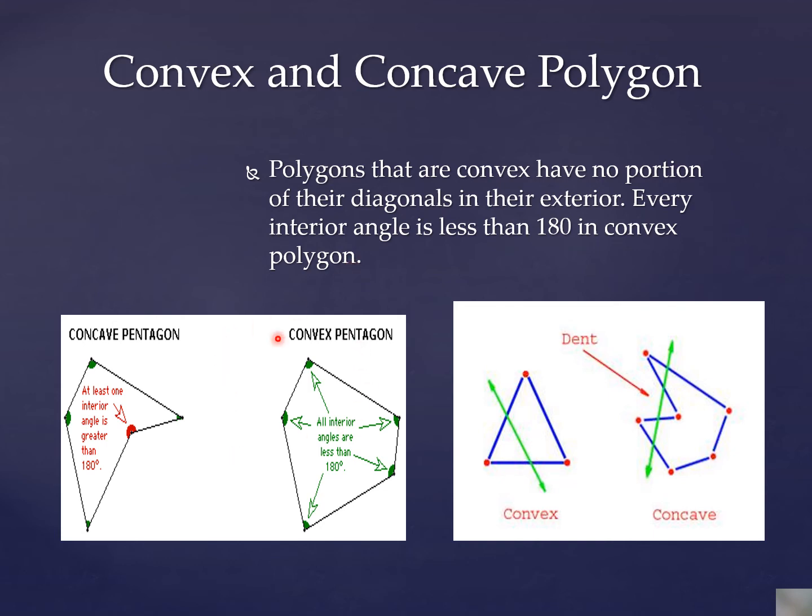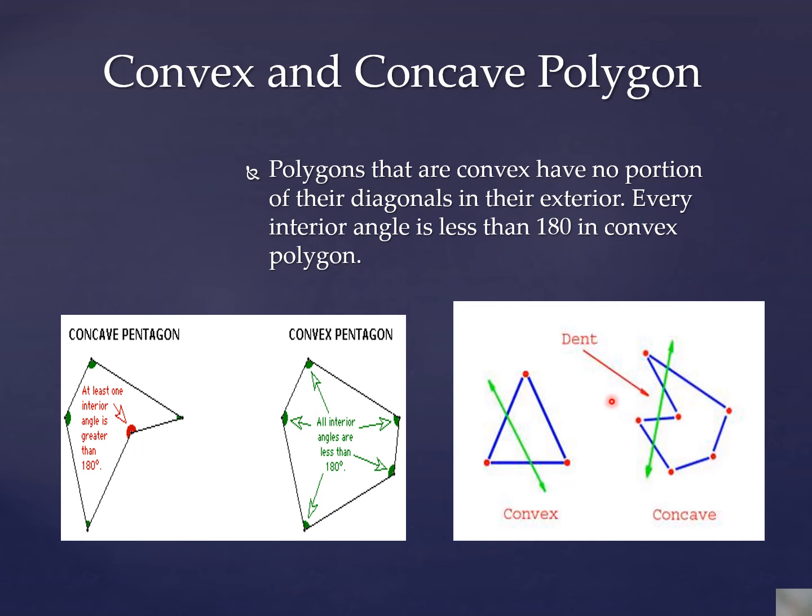Now see here, we have taken an example of a pentagon. If you look at this figure, all interior angles are less than 180 degrees. Whereas in this case, you can see this angle which is marked by red is more than 180 degrees. It is a reflex angle.